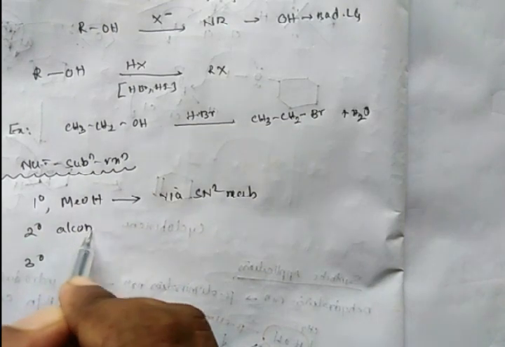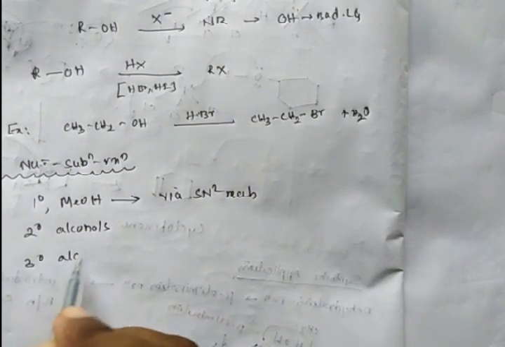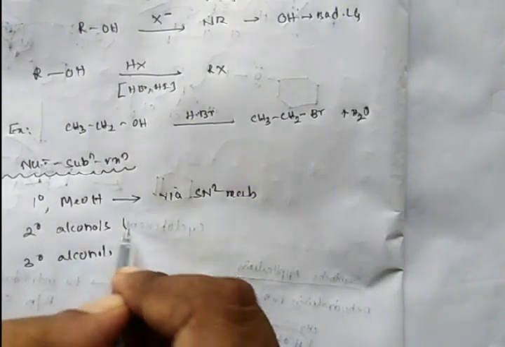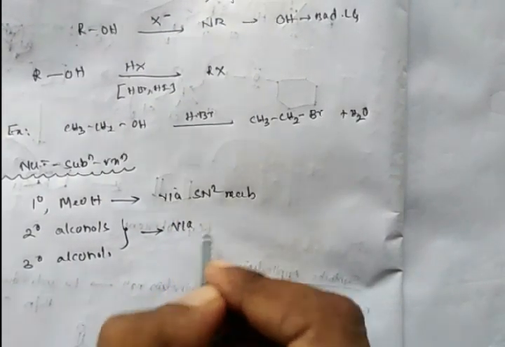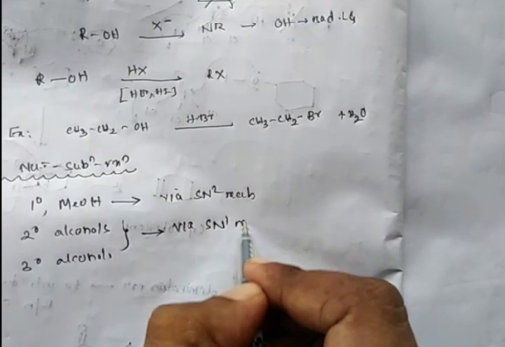And the secondary and tertiary alcohols undergo nucleophilic substitution reaction via the SN1 mechanism. So the transformation of an alcohol into an alkyl halide follows the nucleophilic substitution reaction.